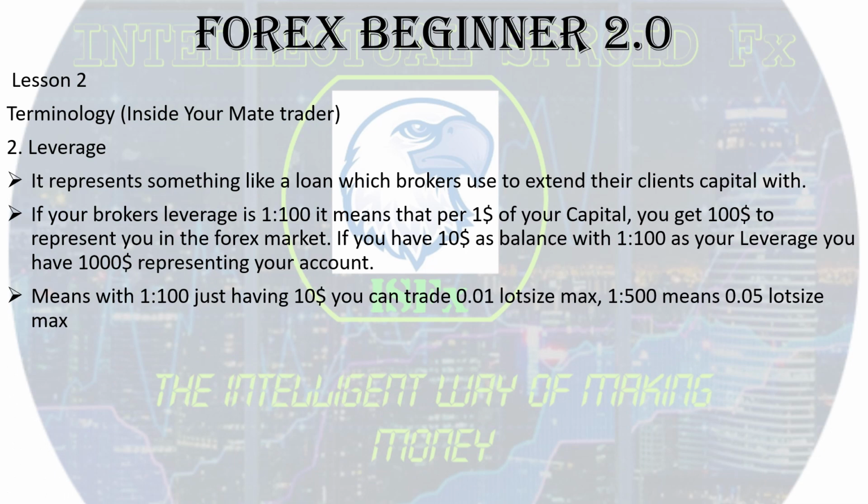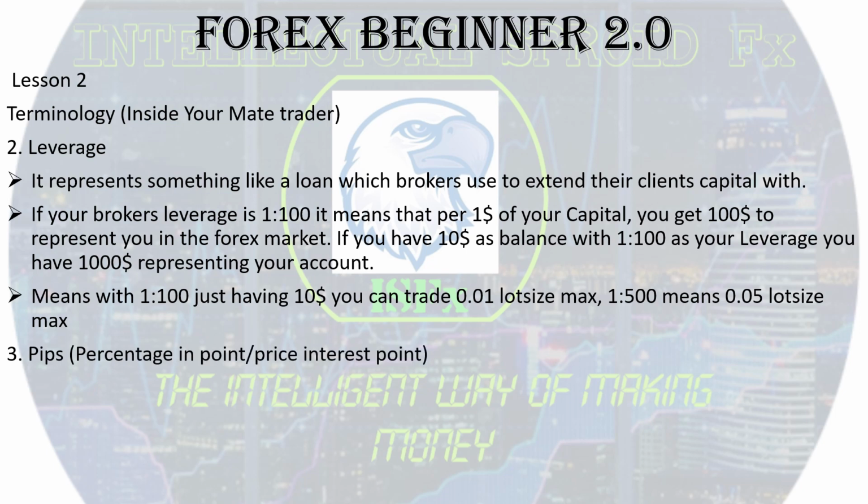So this essentially means that with 1 is to 100, having $10, you can trade the lot size of 0.01, which is the max lot size you can trade with the leverage of 1 is to 100, having $10 in your account. And with the leverage of 1 is to 500, having the same $10, the maximum lot size you can trade is 0.05. So yes, that's what leverage actually means.